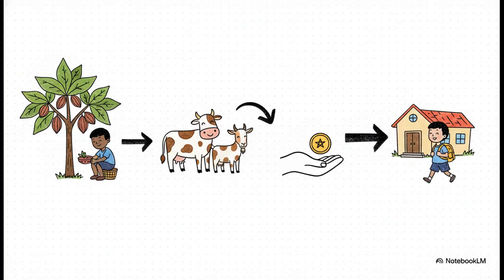And the solution they came up with here was just so smart. Instead of just giving them food, the program gave families livestock. This created a new, sustainable source of income. And that broke the cycle. The kids weren't needed on the farm anymore, so they could finally go to school. For many of them, it was the first time in their lives.